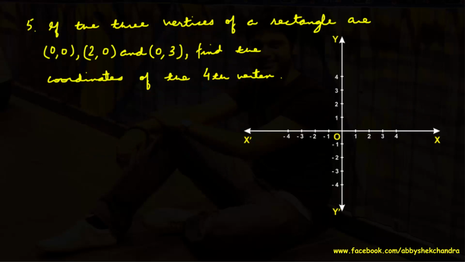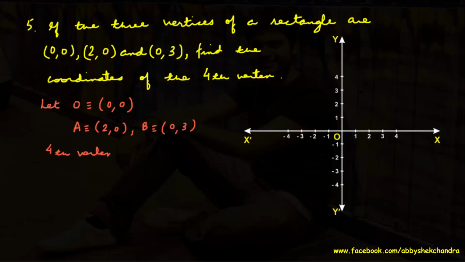Example 5. If the three vertices of a rectangle are 0, 0, 2, 0 and 0, 3, find the coordinates of the fourth vertex. Let O be the point 0, 0, A be the point 2, 0, B be the point 0, 3 and C be the point x, y. Now point C is the fourth vertex of the rectangle whose coordinates we want to find. Let's plot O, A and B.